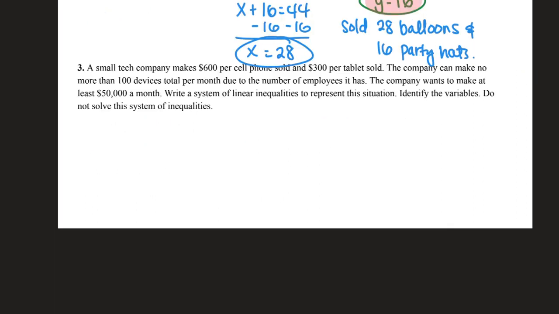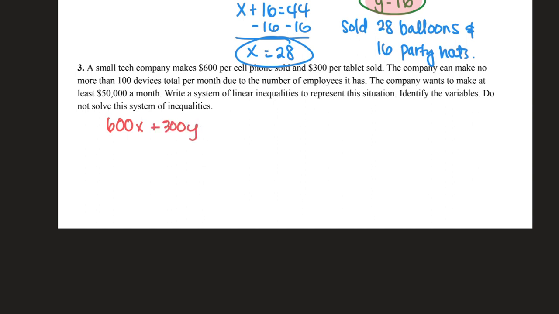All right, so now let's look at the last case. It says a small tech company makes $600 per cell phone sold and $300 per tablet sold. So again, I see two different quantities, so it's going to be in standard form. So it's going to be 600x plus 300y.